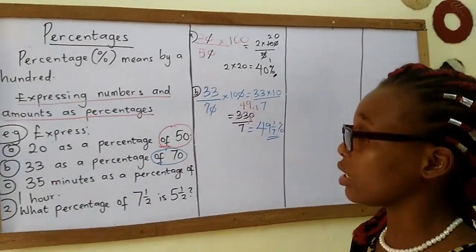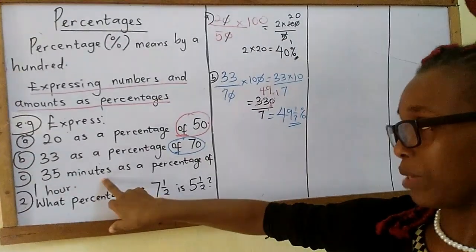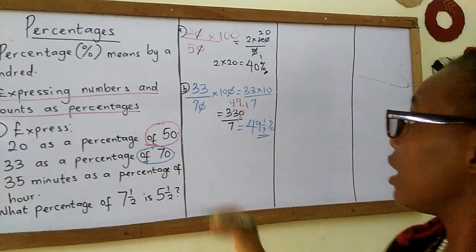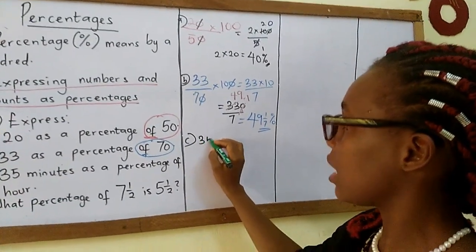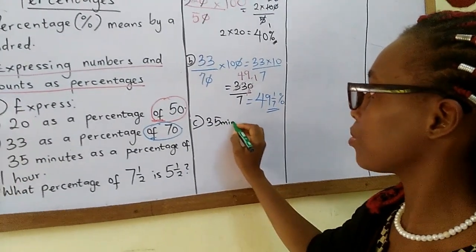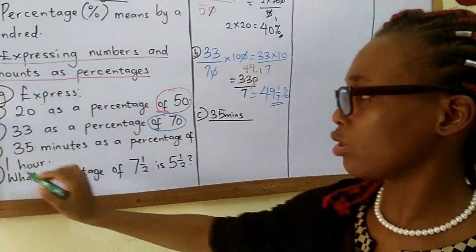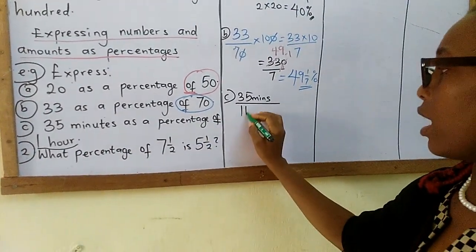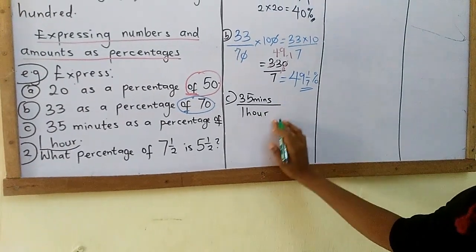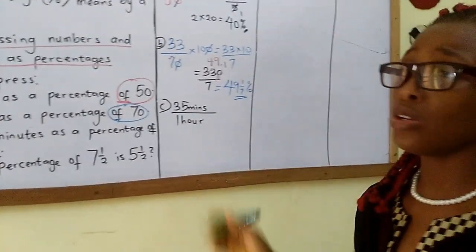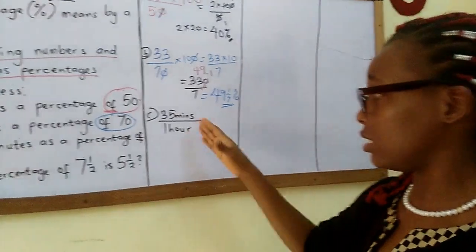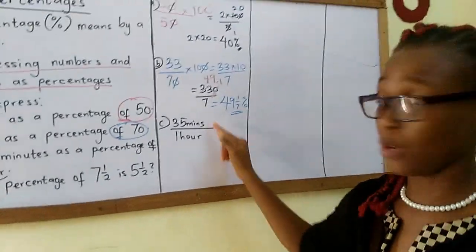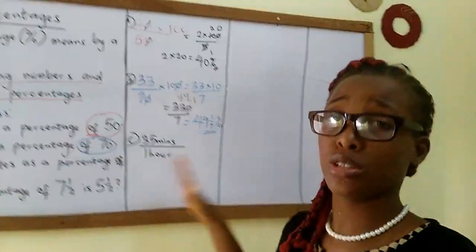Now for question C, we have: express 35 minutes as a percentage of 1 hour. 35 minutes as a percentage of what? Of 1 hour. But in this situation, one is in minutes, the other one is in hours. The only way they can communicate is if they are the same. One is like a goat, the other one is like a human being. You can't see a goat talking to a human being.